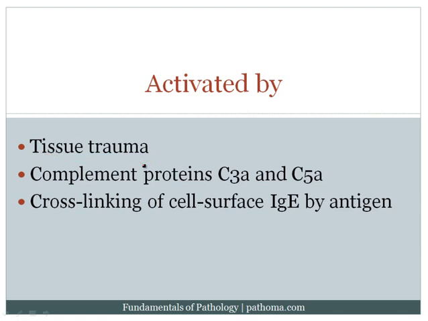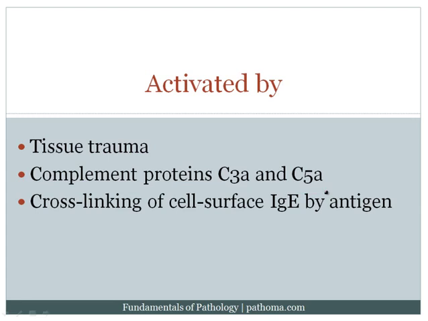The second way by which mast cells can be activated is by the complement proteins C3a and C5a. C3a and C5a are byproducts of the activation of the complement system. We'll talk about them in more detail in a few minutes. However, it's important to bear in mind here that these 2 proteins, C3a and C5a, activate mast cells.